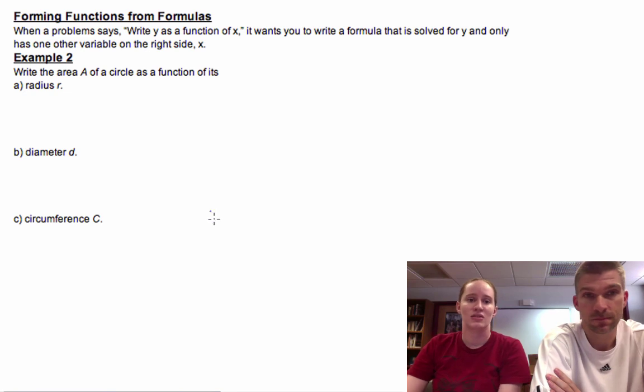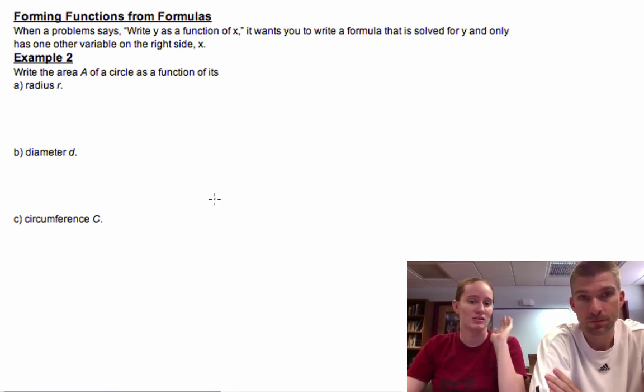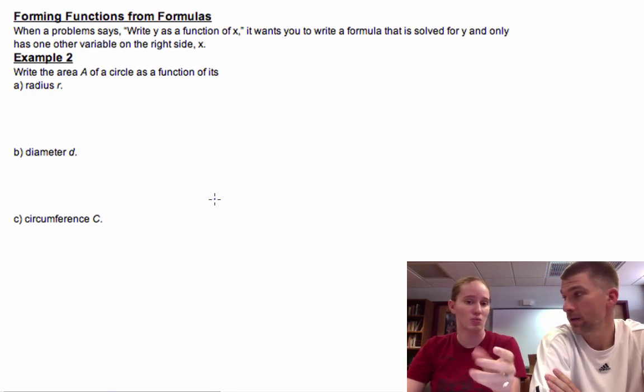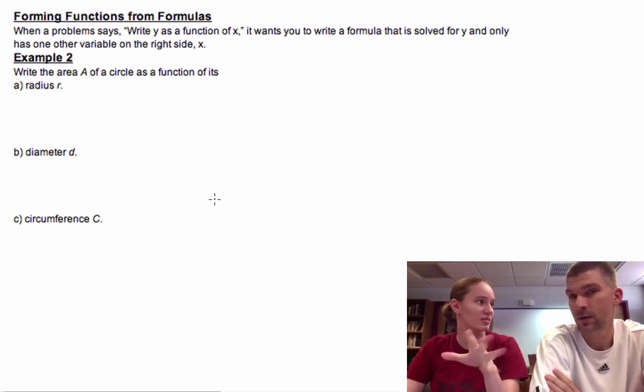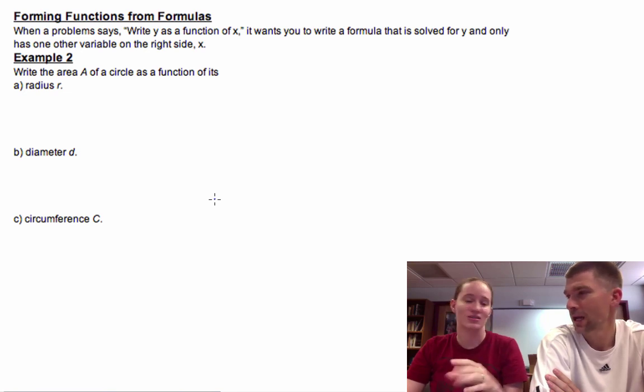So when a problem says write y as a function of x, it wants you to write a formula. Y and x are just things. It could be something else.